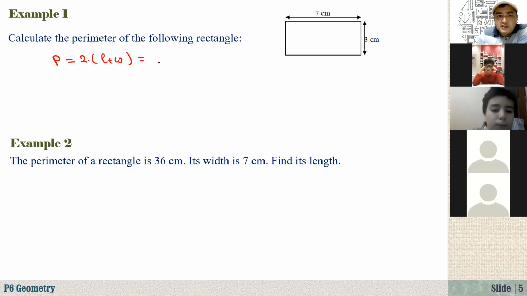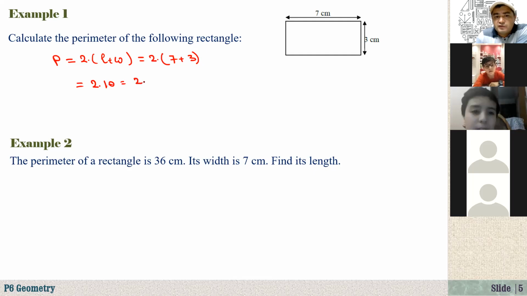So we have 2 times, length is 7, plus 3. And how about the width? It is 3. So it is equal to 2 times 7 plus 3, which is 10, so 2 times 10. So the perimeter of this rectangle is 20 centimeters. And how about the second question?